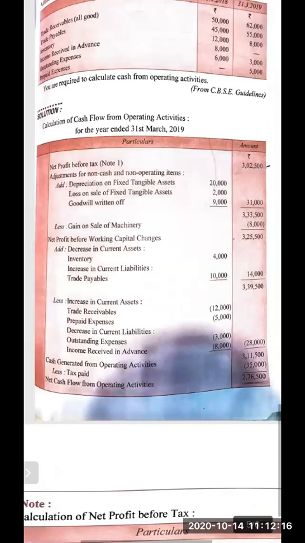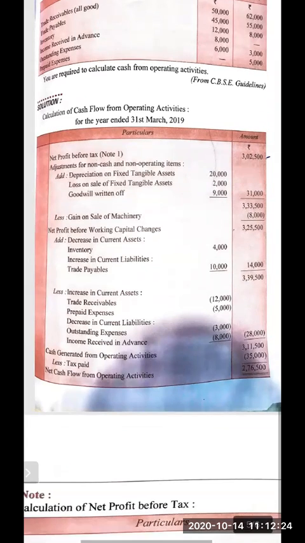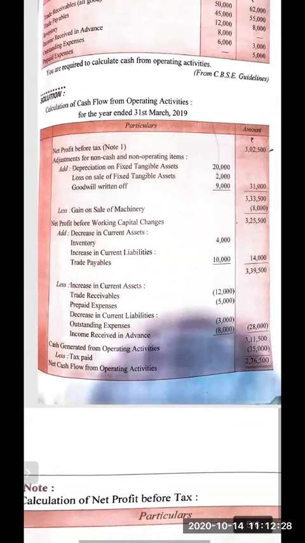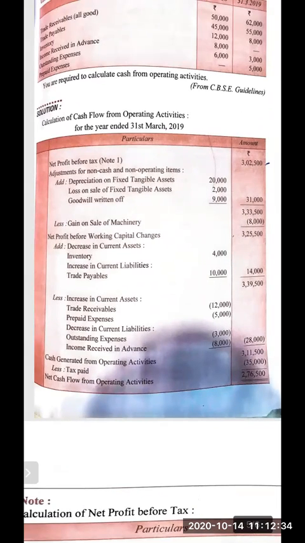It is 3,02,500. Now, adjustment of non-cash items and non-operating items is to be done. How are the adjustments of non-cash and non-operating items to be done? First of all, the depreciation is to be added back, that is 20,000. I hope it is clear to you.